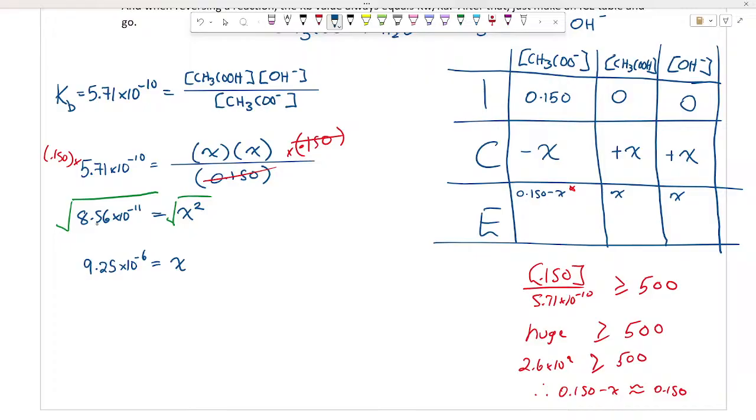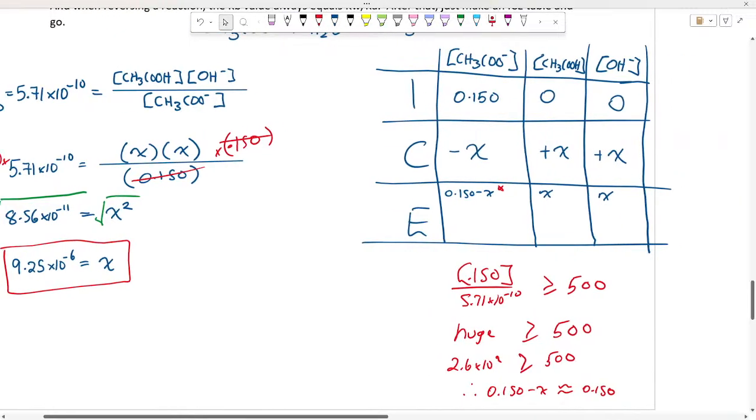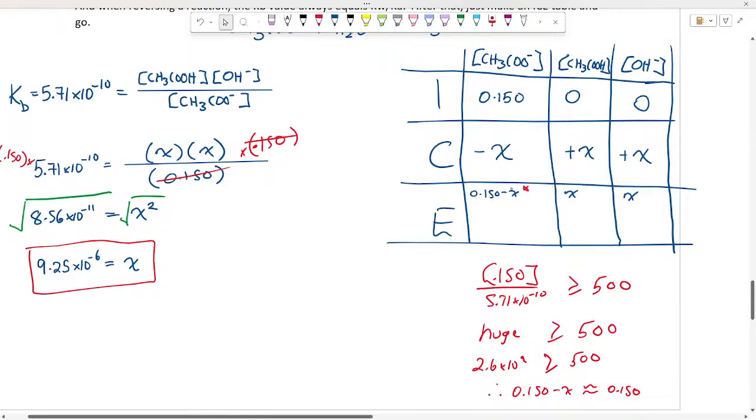Oh, it's an odd one. You just move that over, so it would have been 81. I should have been able to do that in my head, but that's okay, team. It's 9.25 times 10 to the negative 6. So is that going to change this concentration one iota? Absolutely not. So this will be 0.150. This will be 9.25 times 10 to the negative 6, and that will be 9.25 times 10 to the negative 6.